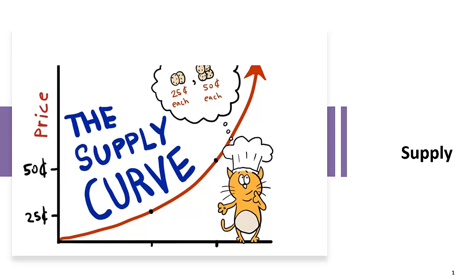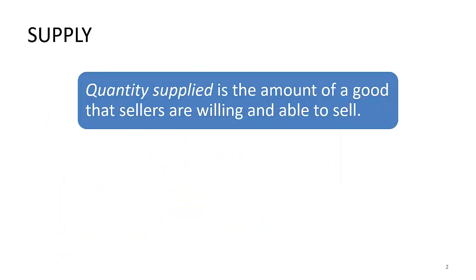What does it mean? So let's first try to define it. Quantity supplied is the amount of a good that sellers are willing and able to sell. So there are two keywords, willing and able. You should be willing to sell something and you should also be able to sell it. Now what does this ability mean? You can only sell a thing if you own it. I cannot sell something if I don't own it. So in the world of economics, supply only makes sense if you have the commodity which you can sell.